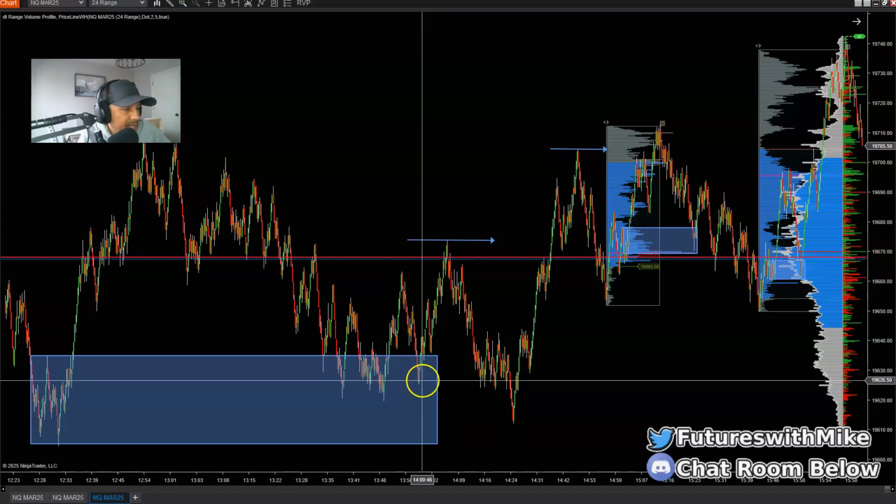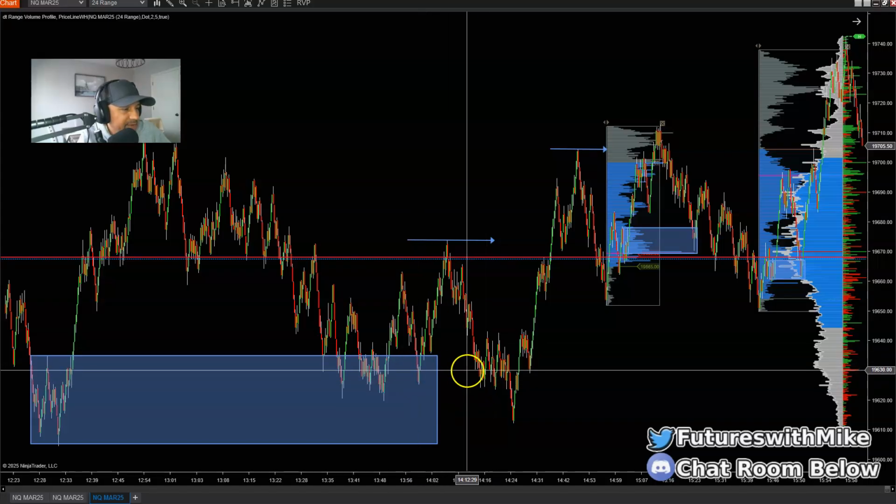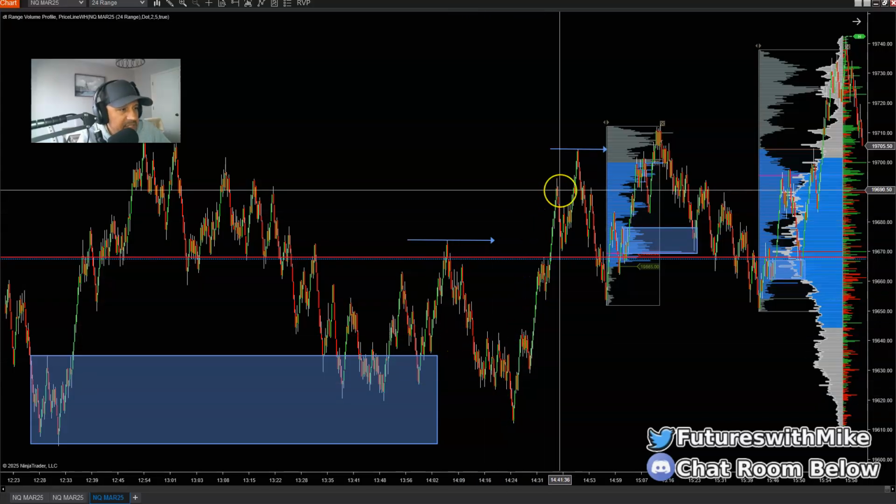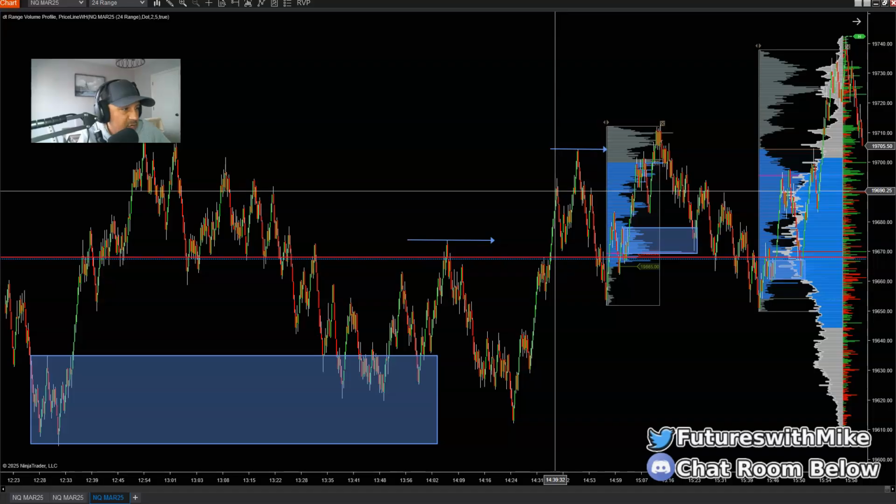So no, it broke to that zone, this zone right here. So that's invalid right there at that point. So I wouldn't trade that. So then it starts going back to the upside. I'm going to get into where we could find a nice zone now.